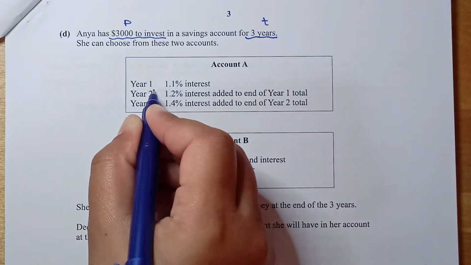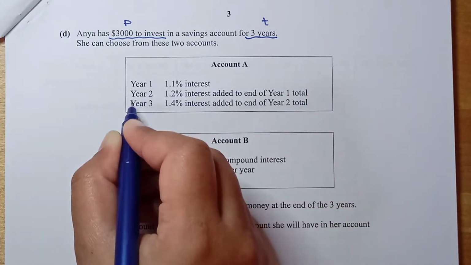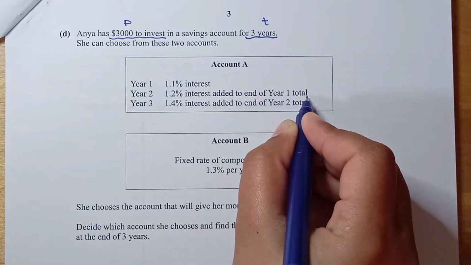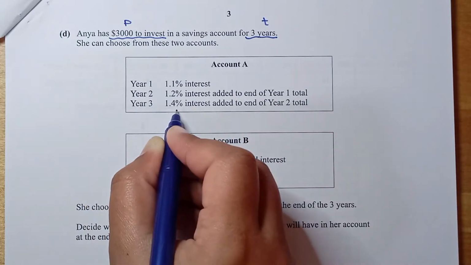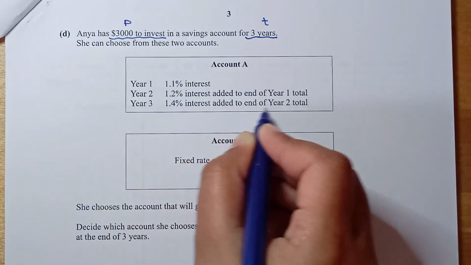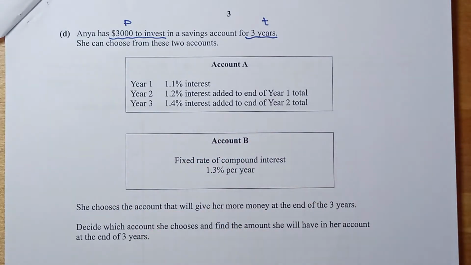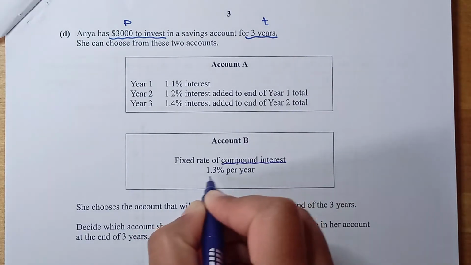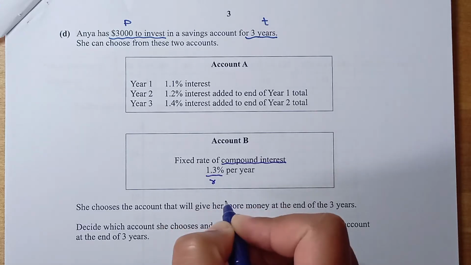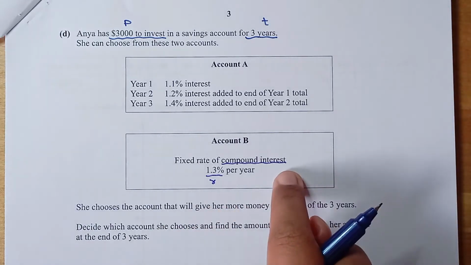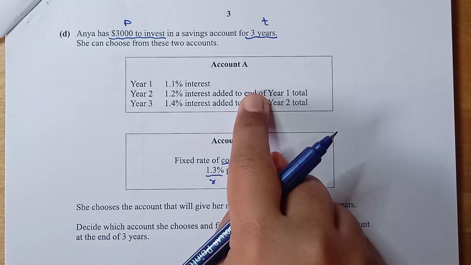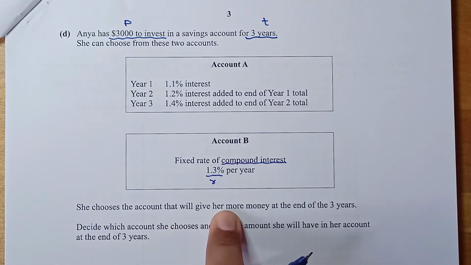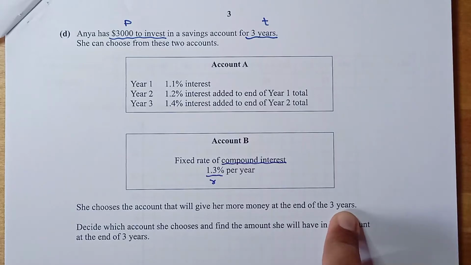Account A is year 1, 1.1% interest, year 2, 1.2% interest added to the end of year 1 total. Year 3, 1.4% interest added to the end of the year 2 total. And for account B, fixed rate of compound interest, 1.3% per year. So here we are using the compound interest formula and here simple interest. She chooses the account that will give her more money at the end of 3 years.